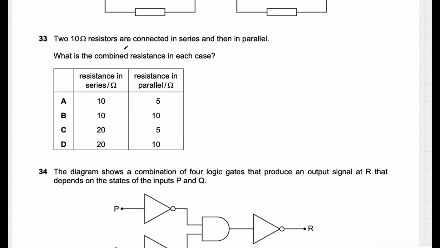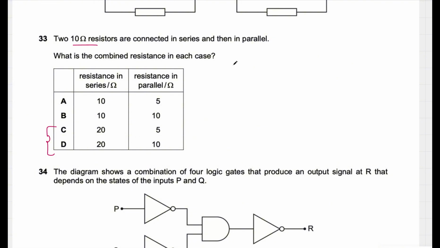Now two resistors are connected in series and then in parallel. So what is the combined resistance in each case? In series it will be 10 plus 10, that's 20. Combined resistance will be 20. So the answer is between C and D. We're going to cancel A and B, because you're going to say R1 plus R2 since they are in series, which will be 20.